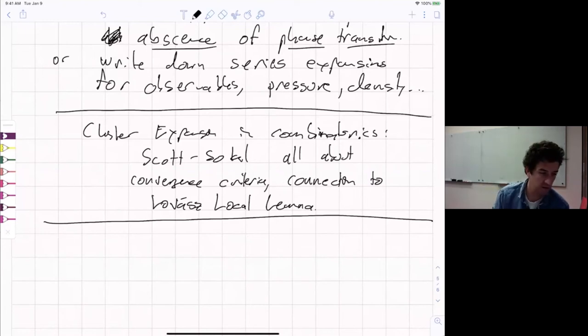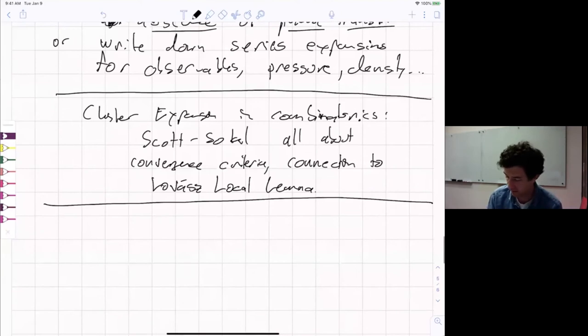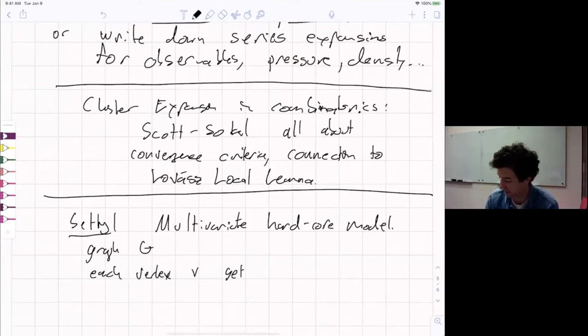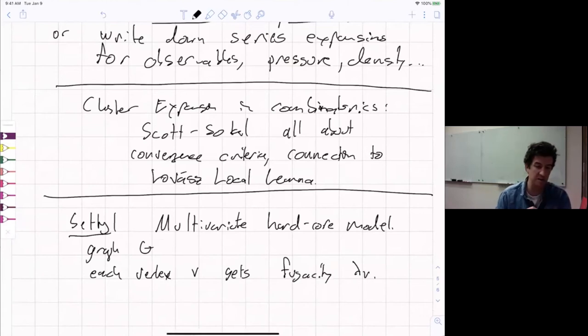Good question. Okay, so the setting, and this will actually be the natural setting, will be a multivariate particle model. So we have a graph G, and each vertex v gets its own activity or fugacity, lambda_v. And we'll see that this is not just generalizing for the sake of generalizing. This will be really essential for the uses that we have in mind.